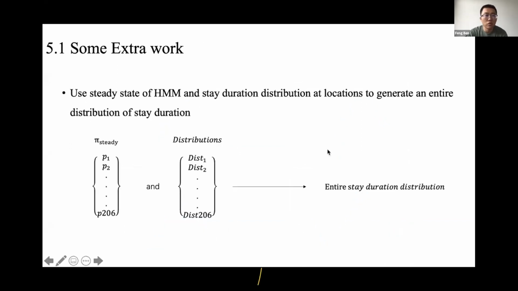And we did 2 extra pieces of work at the end of our project. The first thing: we try to use the state duration distribution at locations and the steady state in the hidden Markov model to generate the entire distribution of state duration. Our goal is to explore a method to obtain the entire state duration distribution based on the HMM and the distribution at locations, instead of using synthetic trajectories to get the distribution.